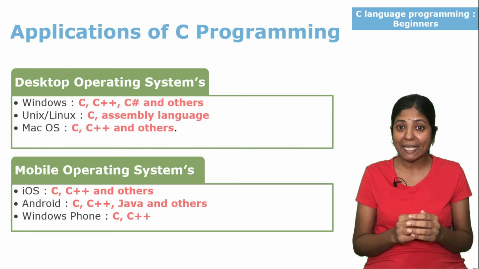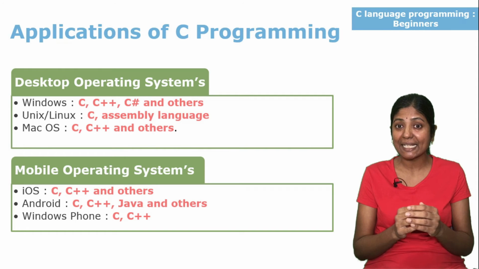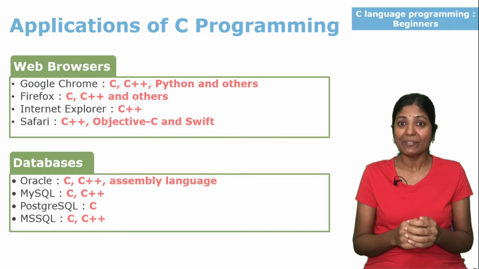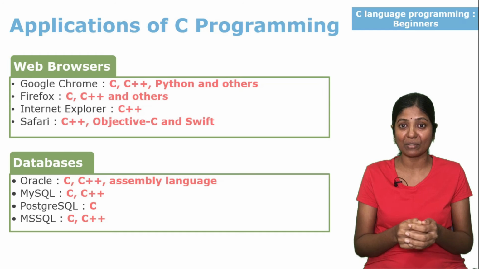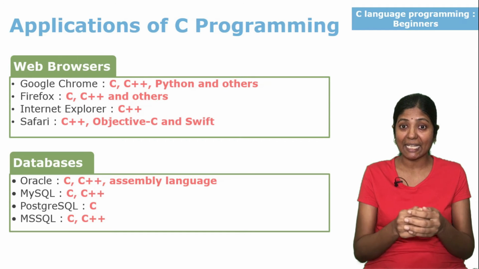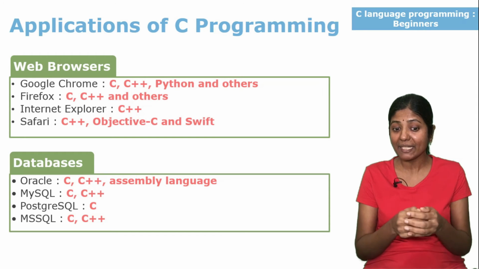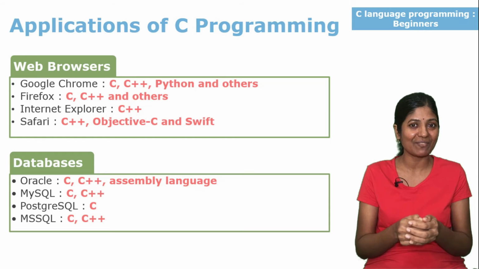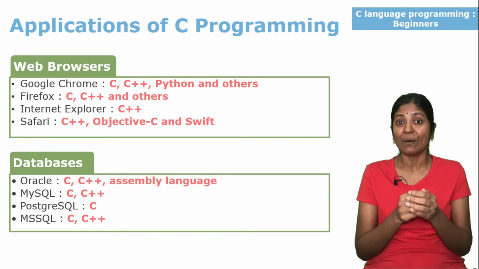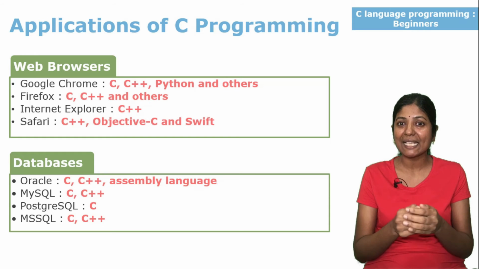Let's see some more examples which are developed using C language. Web browsers. We are very familiar with web browsers. Every day we use web browsers, right? To search for any information or for communication like emails. Web browsers like Google Chrome, Firefox, Safari, Internet Explorer. Of course, Internet Explorer is implemented using C++ language, which is also a family of C language. So, web browsers also can be implemented using C language.